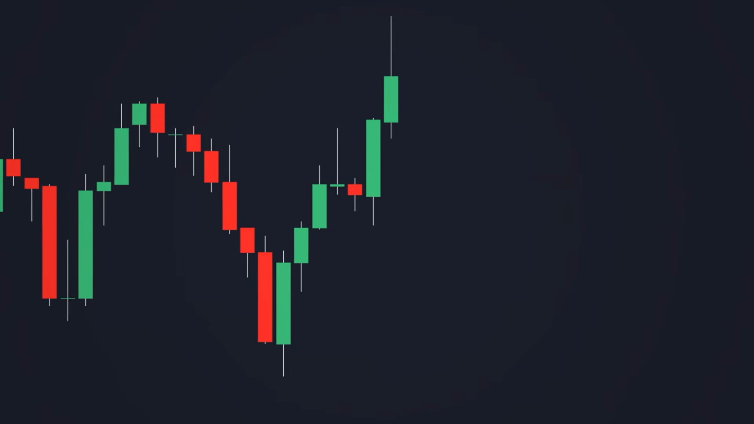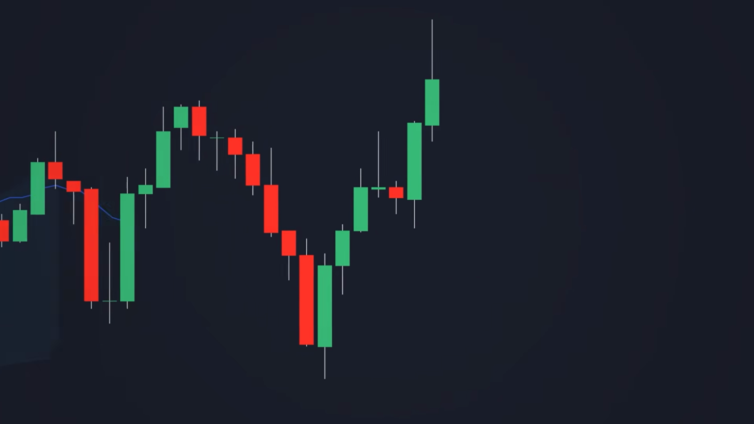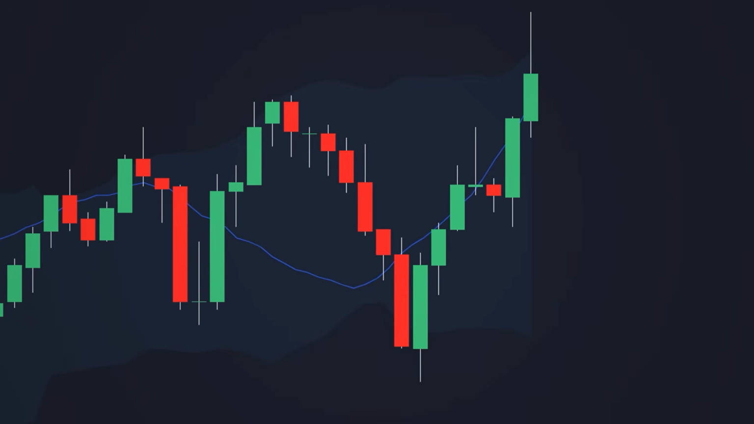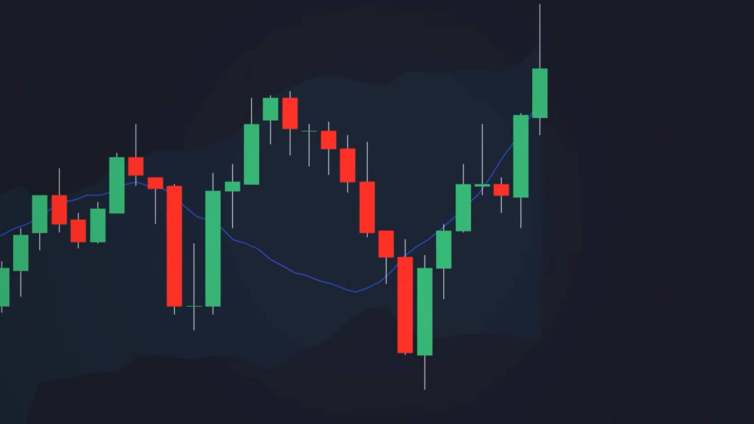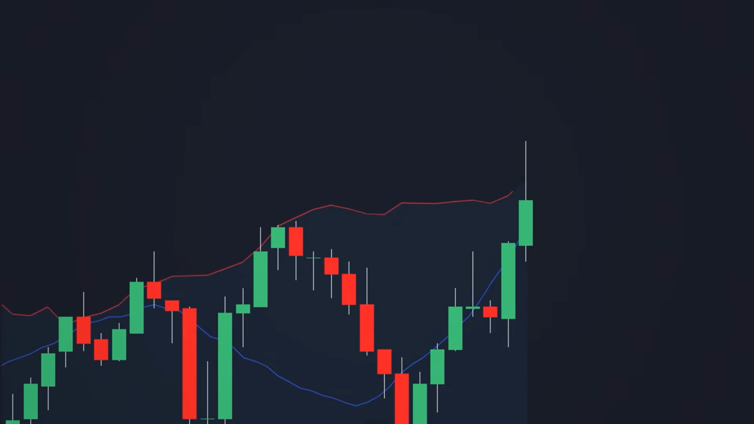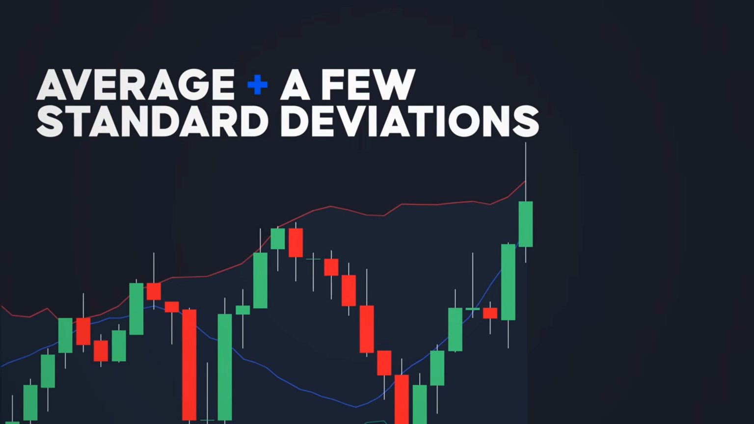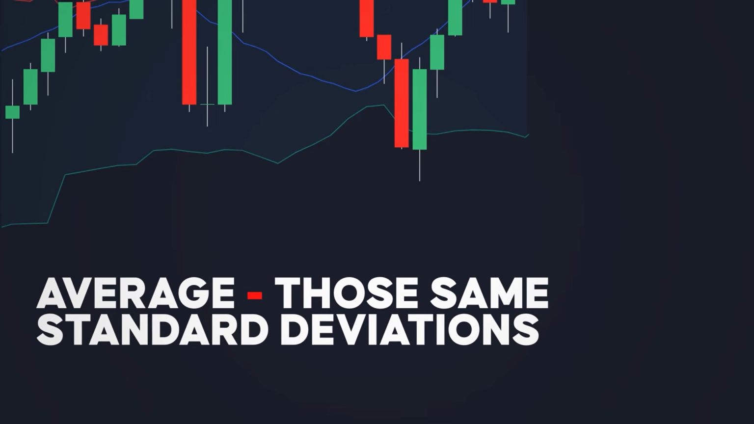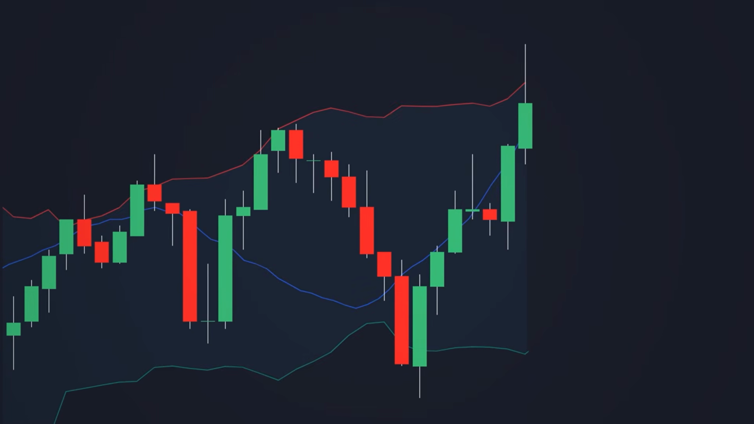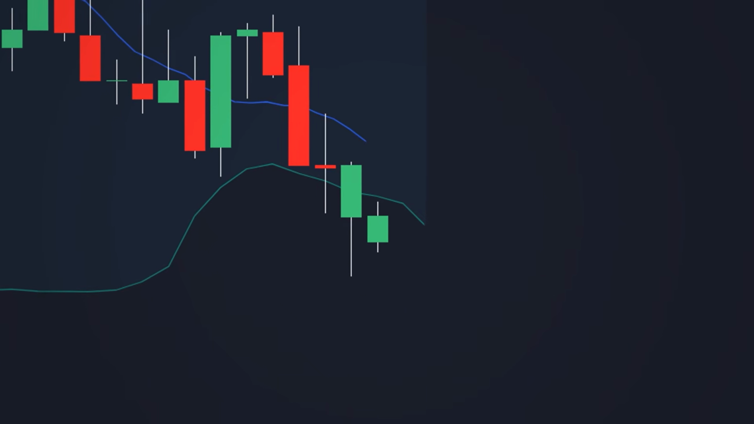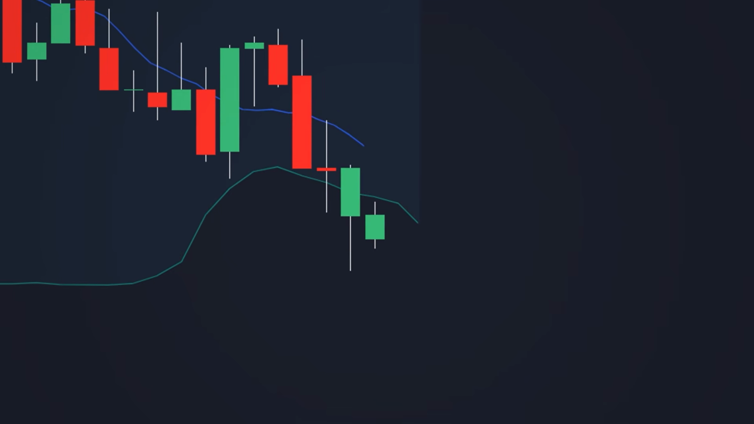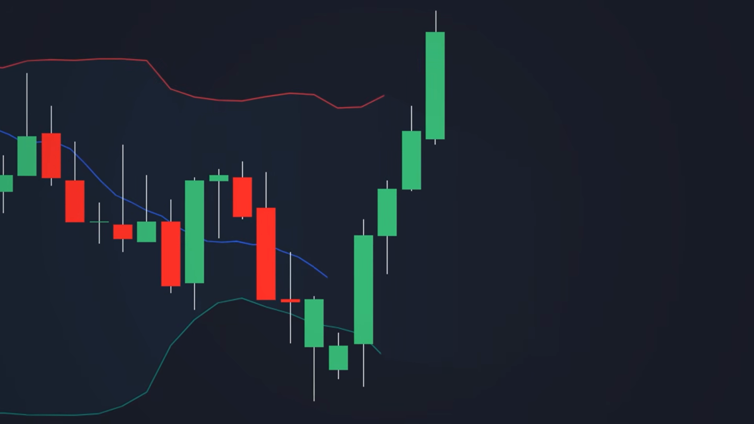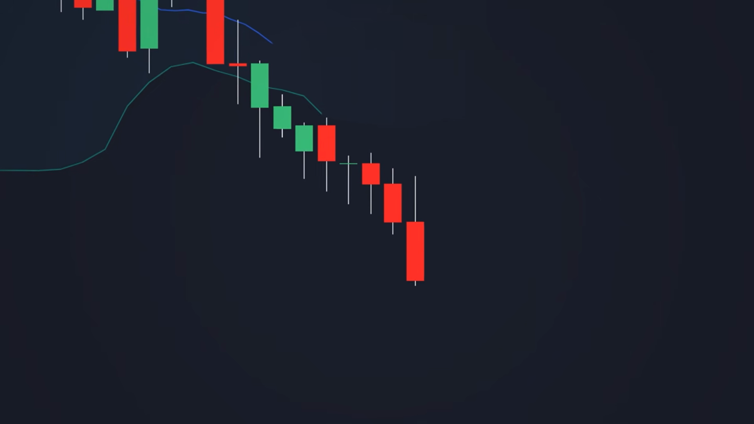At its core, Bollinger Bands are pretty simple. They measure volatility. You take a moving average, usually over a set period like 20 candles, and then you plot two lines around it, one above, one below. The upper line is the average plus a few standard deviations, and the lower line is the average minus those same standard deviations. So when price pushes outside those bands, the logic is simple. This isn't normal behavior. It might be exhaustion, it might be a breakout, but either way, it's something worth noticing.